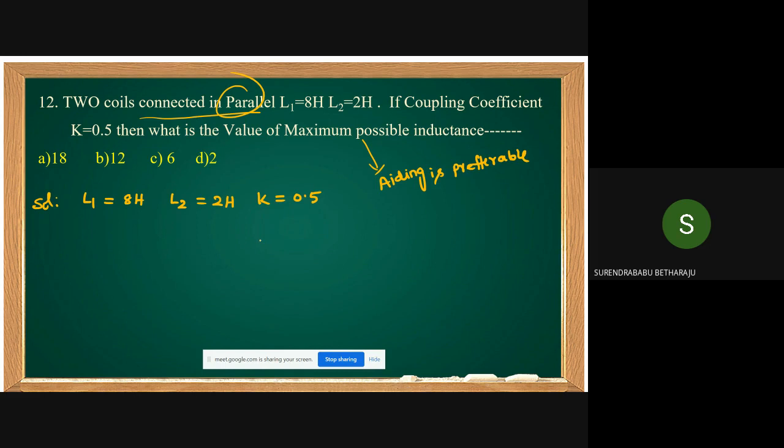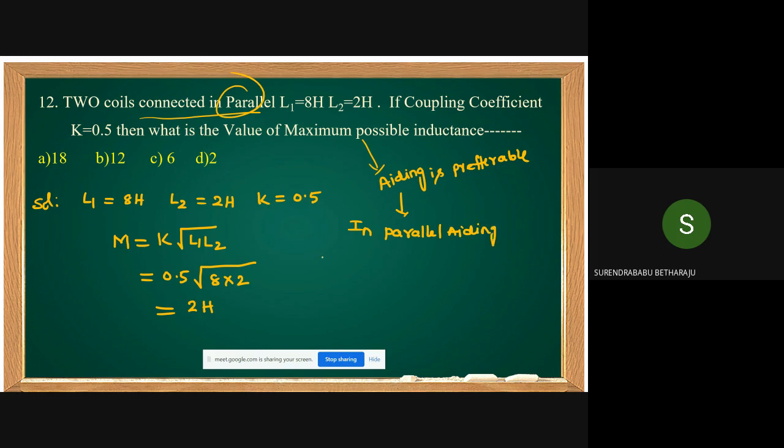But M is not given. To calculate M, K is given. The formula for M equals K into square root of L1 into L2. K is 0.5, L1 is 8, L2 is 2. Then how much is M? M equals 2 Henry. Then in parallel opposing, sorry, in parallel aiding connection.